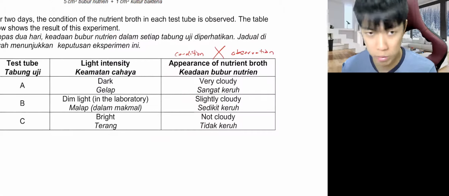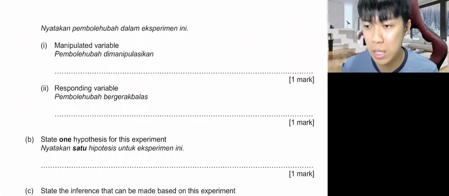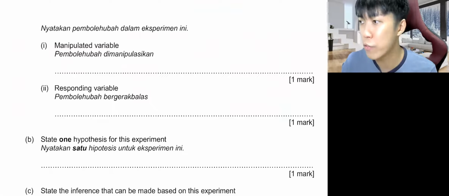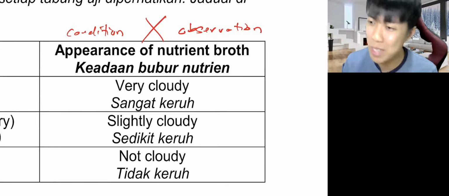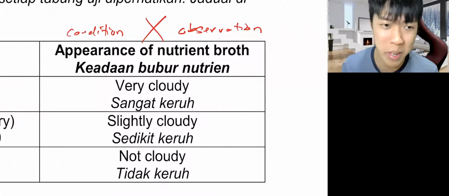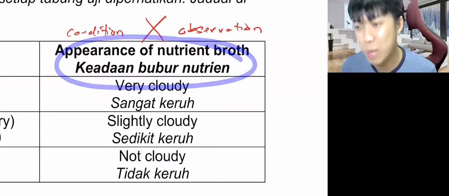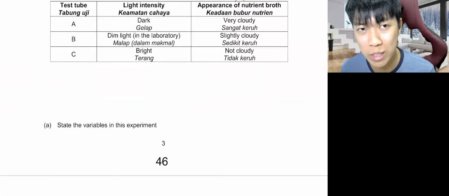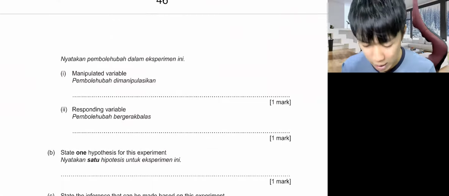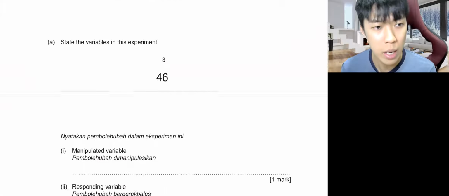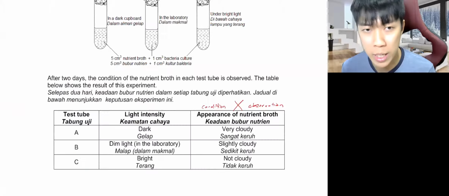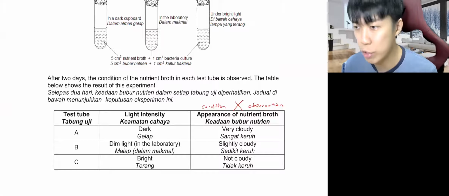You get it? So why not we write the cloudiness of the nutrient broth? You understand? Yeah. So sometimes you got to be aware of free lunch. Not every time free lunch can eat. Sometimes free lunch has problems. So be aware of this responding. I suggest you ask yourself, is that specific enough for answers? So manipulated will be the light intensity, as what we have. Your responding will be the cloudiness of the nutrient broth.